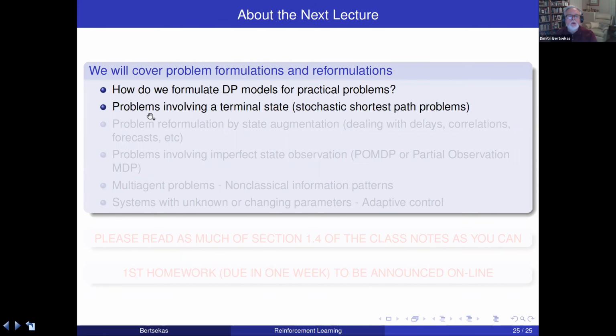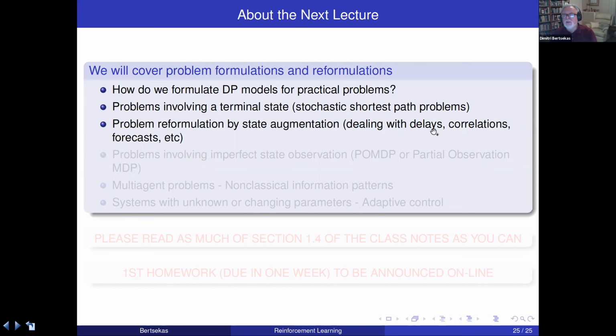So in particular, we're going to look at problems involving a terminal state, like shortest path type problems, where there's a state that once we reach it, we don't move from that state anymore, and we pay no more costs. There are quite a few problems of this type involving a terminal state, including the game problems, by the way, like backgammon and chess. There's a terminal state where the end game has ended, okay? So we're going to see how problems with the terminal state can be mapped into our framework.